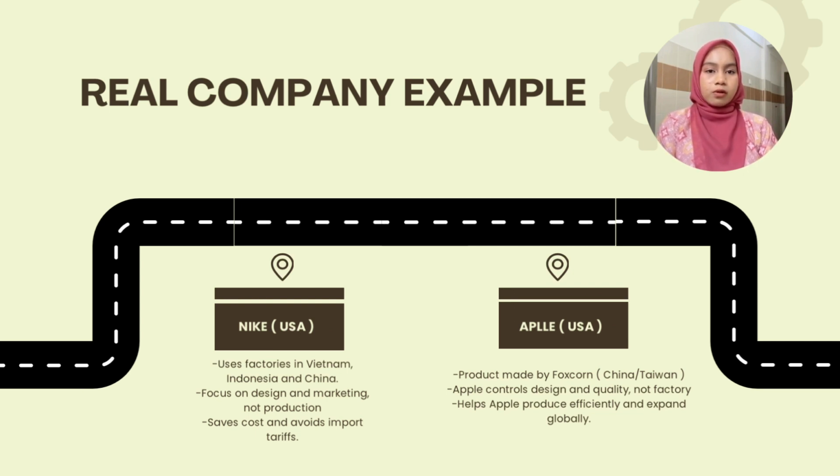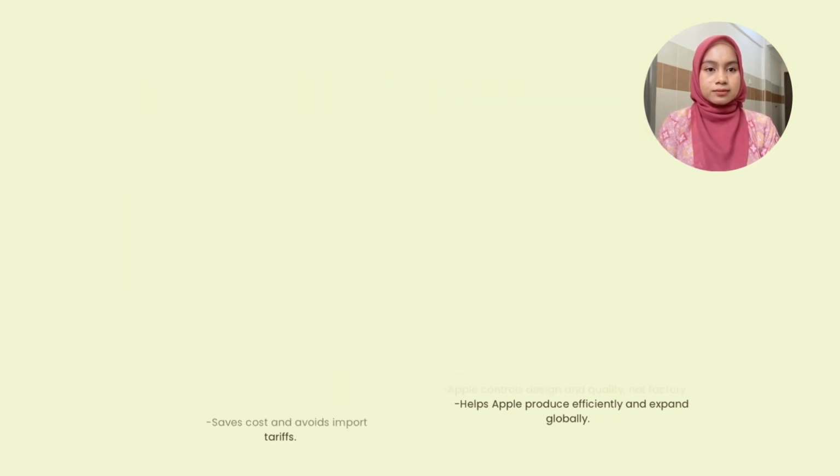Meanwhile, Apple works with a company called Foxconn in China and Taiwan to produce their products. Apple still controls the design and quality, but the actual manufacturing is done by Foxconn. This strategy helps Apple produce efficiently and expand globally. So, both companies show how contract manufacturing can support growth and cost efficiency.